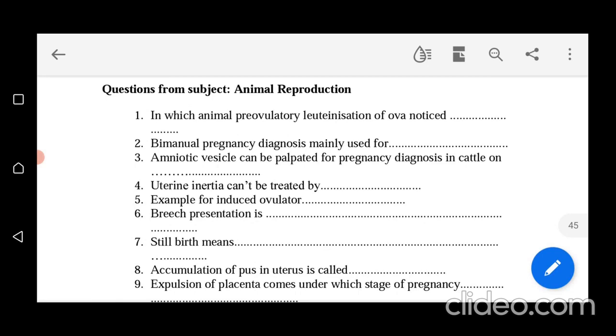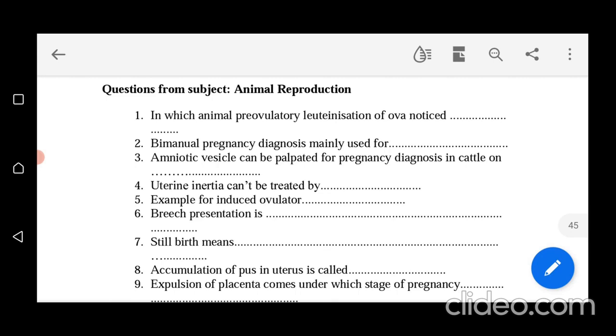Uterine inertia can be treated by clenbuterol. Example for induced ovulator is camel. Breech presentation is posterior presentation with flexed hind limbs. Stillbirth means expulsion of dead fetus after full-term pregnancy.